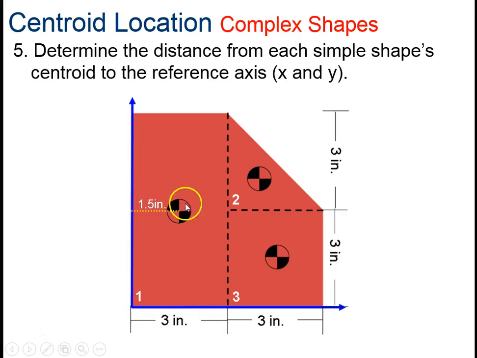So this one would be a half, which would be 1.5. This one, why is it 4 when the base is 3? Well, 1/3 of 3 is 1 plus this extra 3 inches here. So you have to add those two pieces together to get where this one's going to be. And then for this one, half of 3 is 1.5, added to this 3 gives us 4.5. Now we're going to do the vertical pieces the same way. Here I have to add this 3 inches with the 1 inch there.